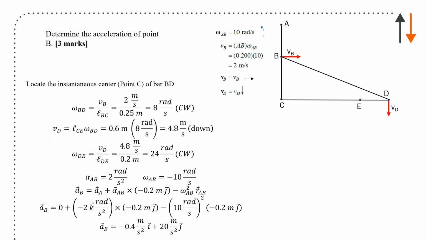Accelerations: acceleration B equals acceleration A plus alpha AB crossed with the distance, minus 0.2 meters J, minus omega AB squared RAB. So putting all the terms in and calculating, you get the acceleration B, which is equal to minus 0.4 meters per second squared I, 20 meters per second squared J. Terms are good, everything is there, you just have to recognize what the system is. So in terms of final solutions here, omega BD is minus 8 rads per second. VD is minus 4.8 meters per second. And omega DE is minus 24 rads per second. Everything is rotating clockwise.